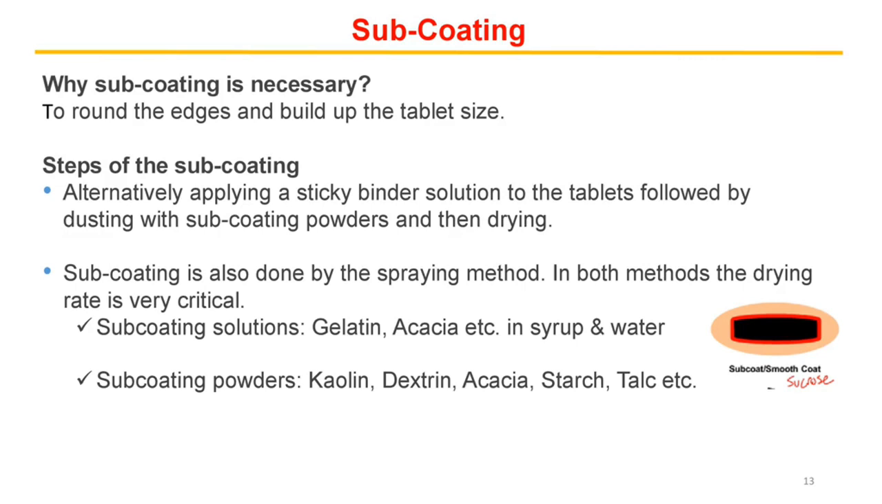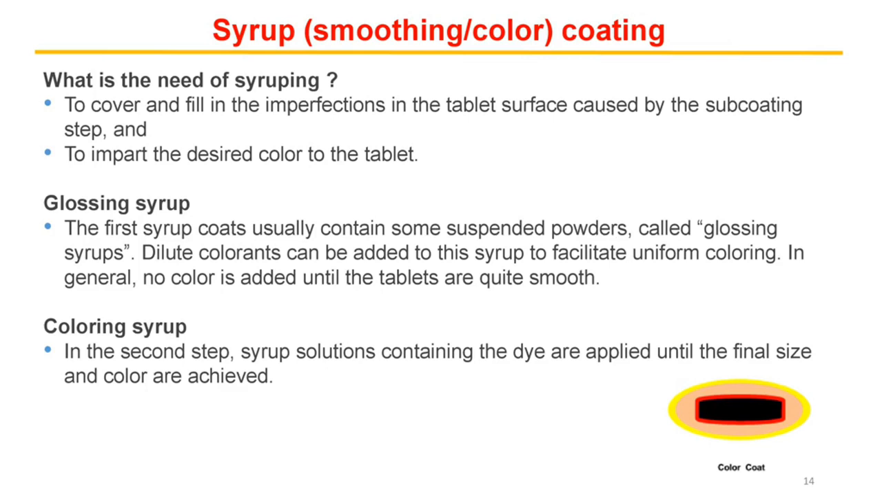Subcoating solutions: gelatin, acacia etc. in syrup and water. Subcoating powders: kaolin, dextrin, acacia, starch, talc etc.